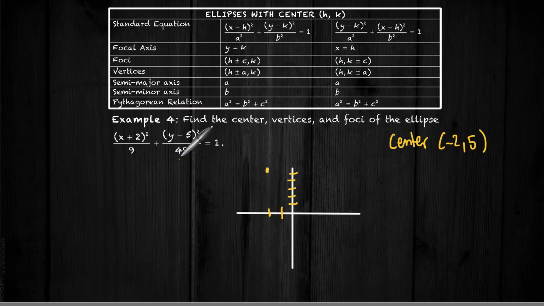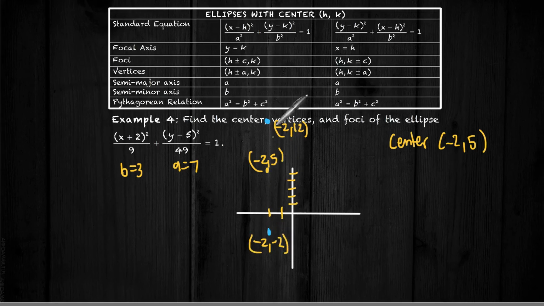Now, to get the vertices, once again, the vertices are located on the longer axis. So we see that if we take the square root of that, that's going to be A equals 7 and B equals 3. So that means we need to go up 7, running out of space here. We go up 7 and down 7. That will give us our vertices. Well, let's just see. This has coordinates of -2, 5. If we go directly up 7, that's going to give us -2, 12. And if we go down 7, that's going to give us -2, -2.